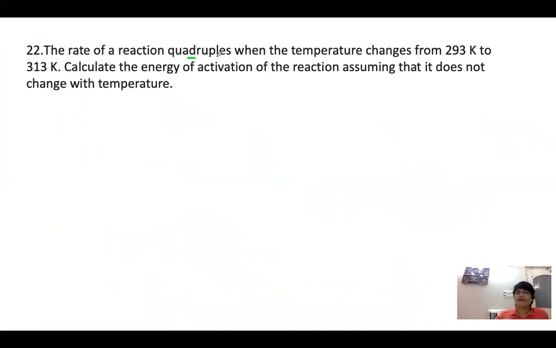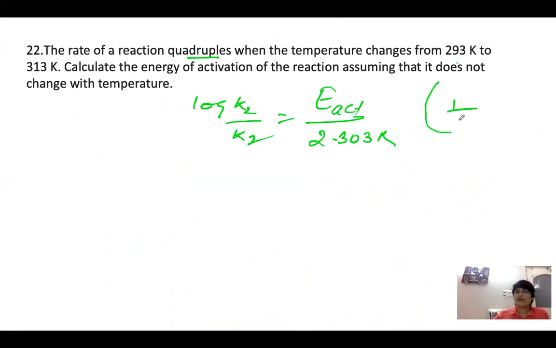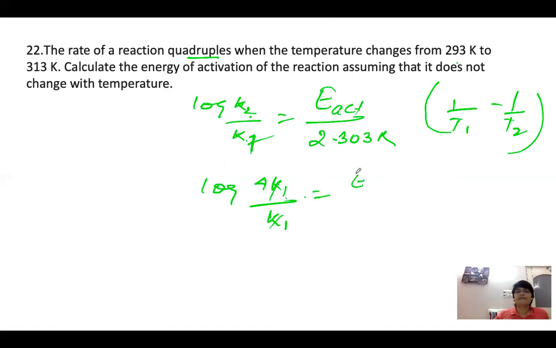This one is simple. The rate of reaction quadruples when the temperature changes from 293 Kelvin to 313 Kelvin. E act upon 2.303 R into 1 by T1 minus 1 by T2. Quadruple means K2 is 4 K1, so K2 upon K1 is 4 and K1 cancels. E act is given, you have to calculate with the gas constant and temperature 1 by 293.